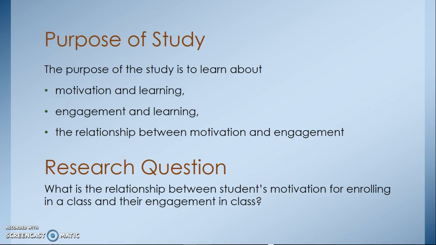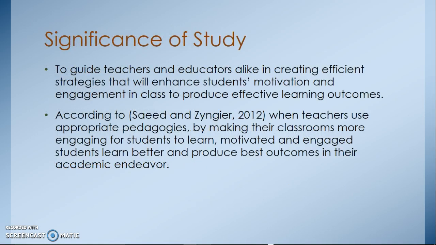The purpose of this study is on 3 things: to learn more about motivation and learning, engagement and learning, and the relationship between motivation and engagement. That leads to the research question: what is the relationship between students' motivation for enrolling in a class and their engagement in the class? The significance is that the results from this study will guide teachers and educators in creating efficient strategies to enhance students' motivation and engagement in the classroom, and also to produce better learning outcomes.